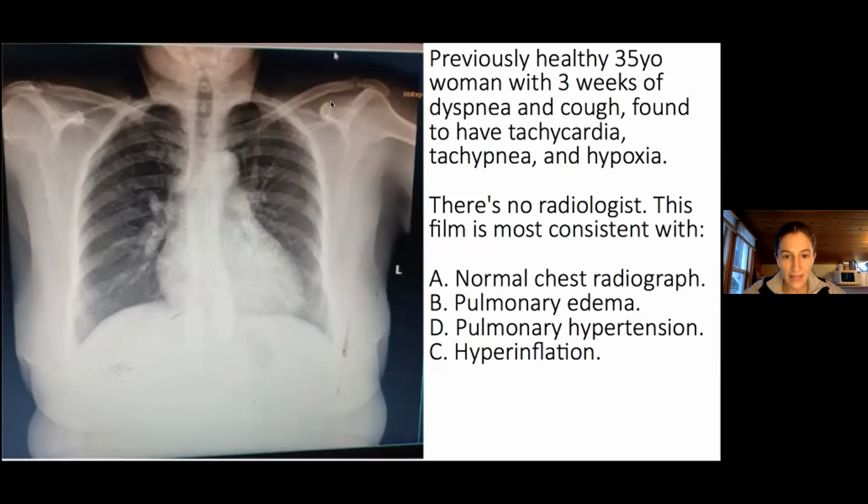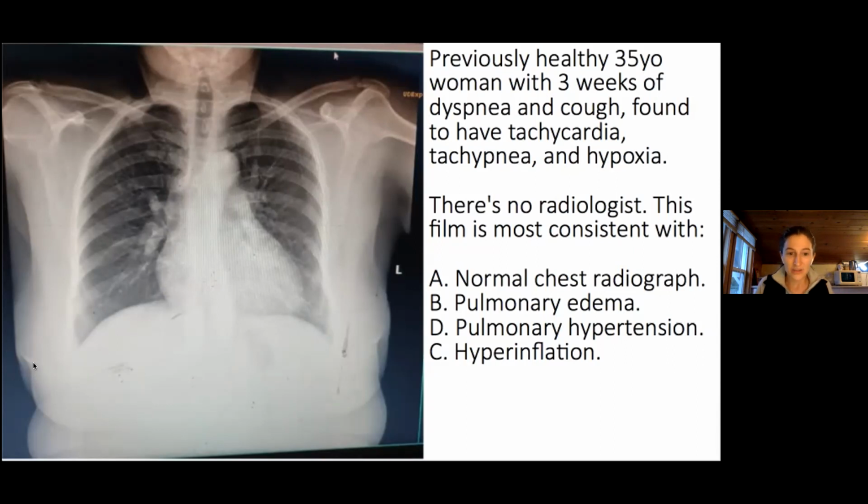So many selected normal, and that's definitely what I very confidently told my learners on rounds the first time I saw this chest radiograph. Fewer people thought there was pulmonary edema, I agree. I don't think there's a lot of signs of edema, but several votes for pulmonary hypertension, which we'll go into a little more detail about, because after we reviewed this film with Dr. Ralph in Morning Report at UW, I learned that there were several signs of pulmonary hypertension.